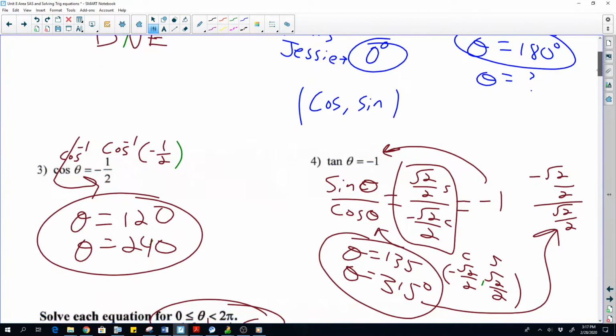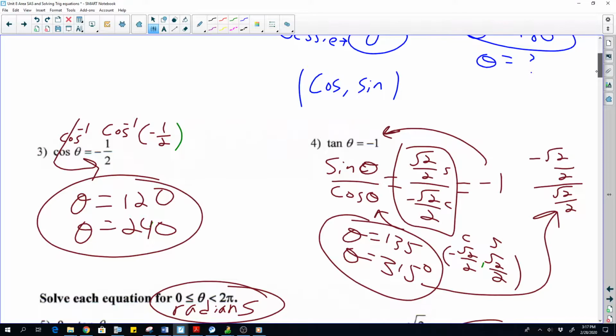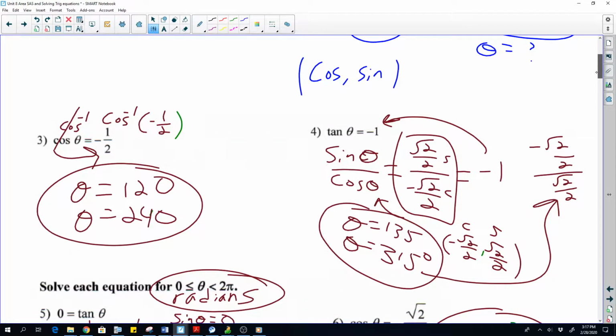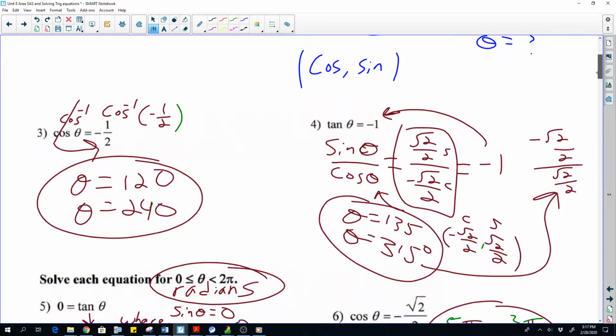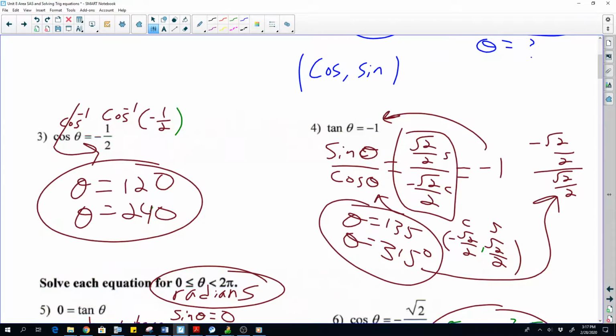Cool. And then we figure out the tangent is sine over cosine. And so to get a negative 1, we'd have to be something over something that equals each other. So in this case, radical 2 over 2 divided by radical 2 over 2. For number 3, inverse cosine to the other side. The calculator gives this answer, but does not give you both answers.